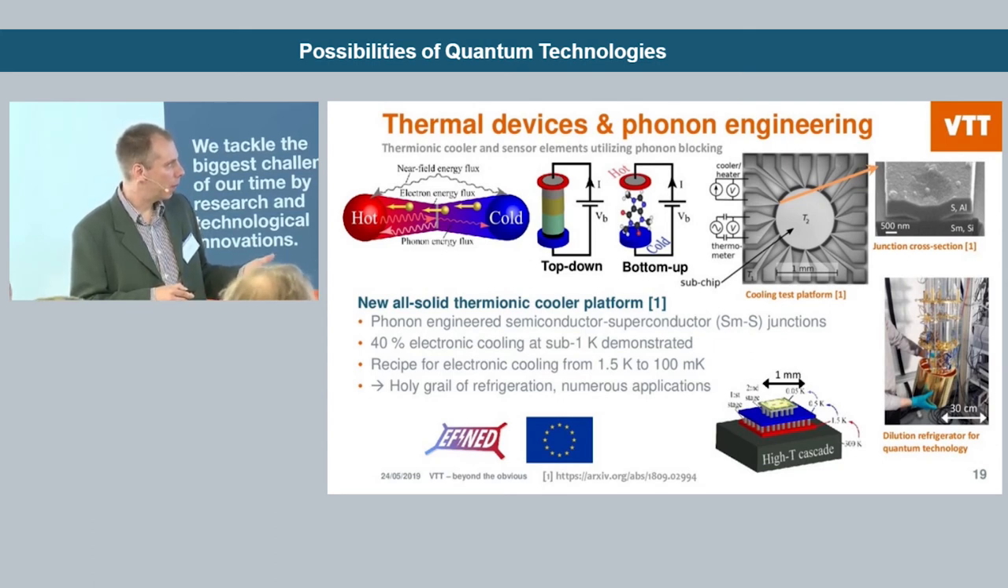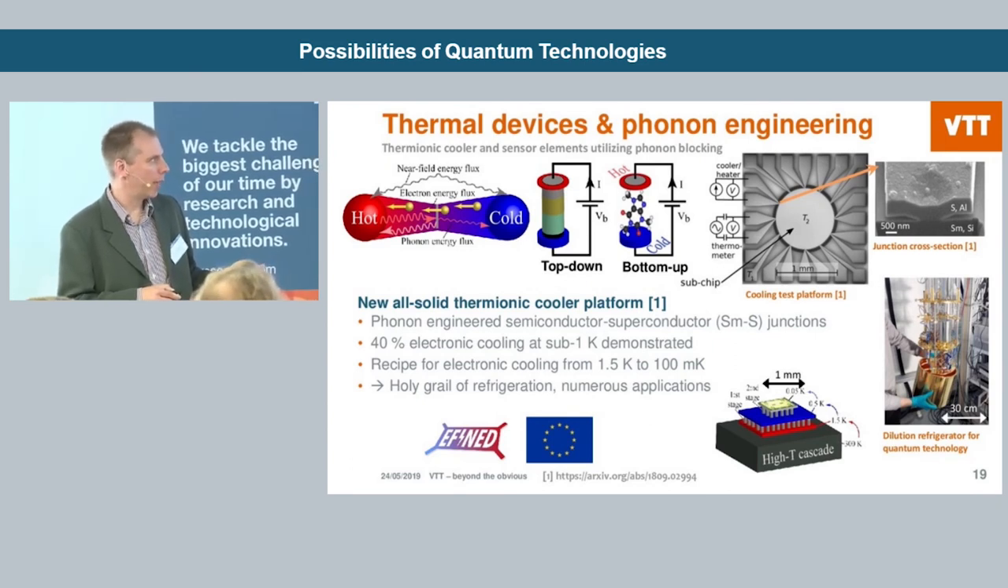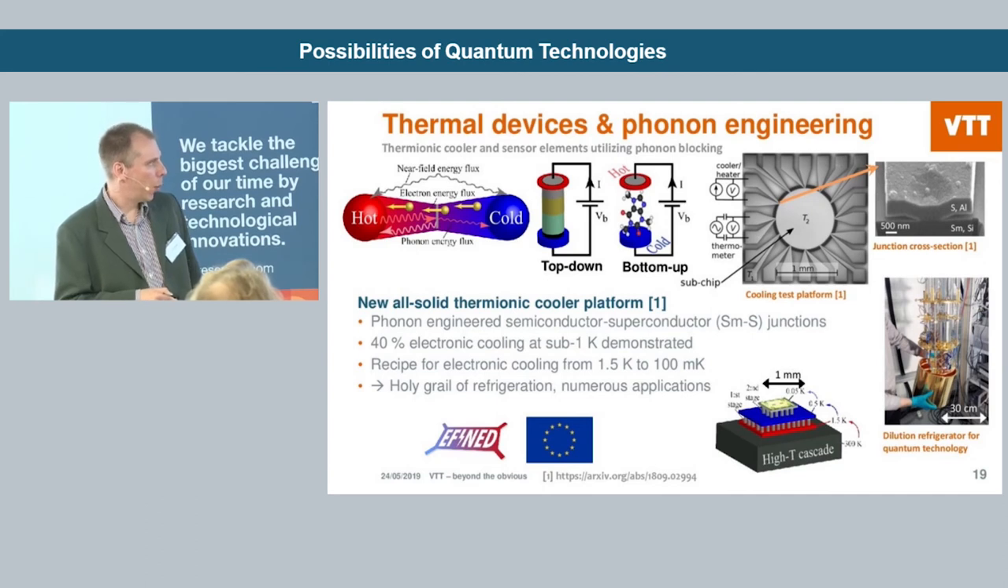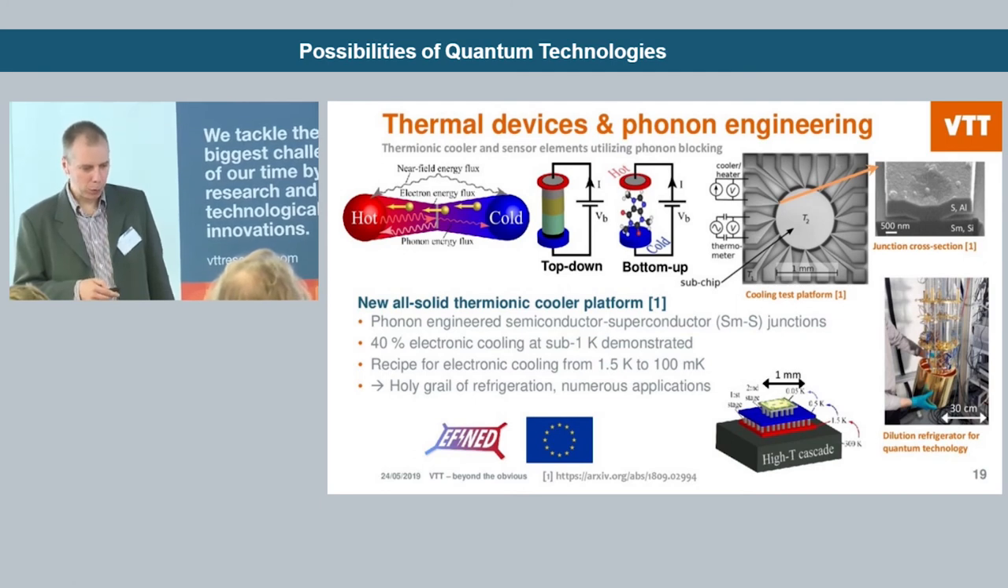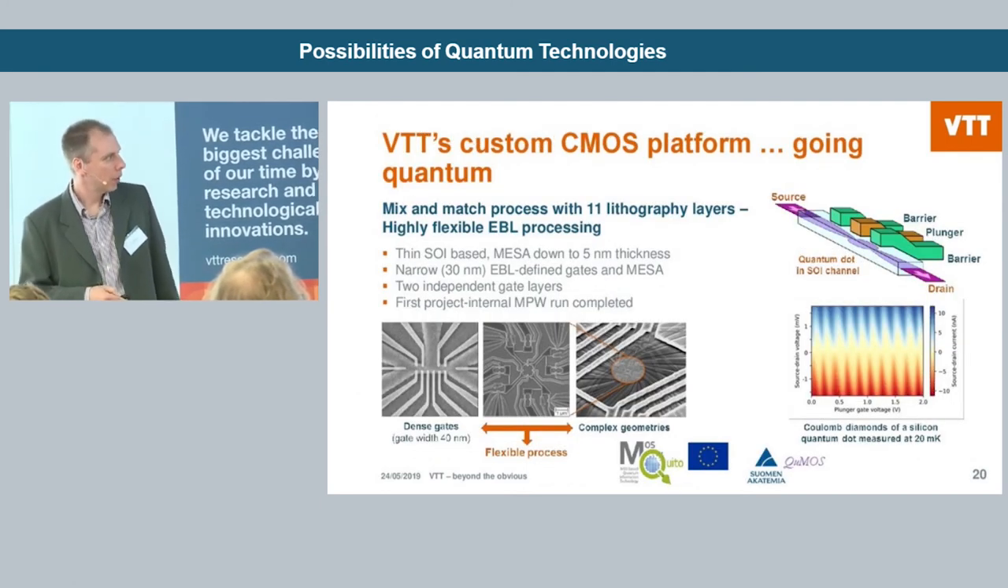There you use this effect called thermionic emission, a well-known effect, but in addition you do materials and nanostructure optimization to prevent the leakage of heat by phonons out of the structure. There have been working prototypes demonstrated based on semiconductor-superconductor junctions. And the recipes for cooling from 1.5 Kelvin to 100 millikelvin have been developed by Mika's group. Of course, it's not quite there yet, and it's a long way to go. But this would certainly enable to do things in a much more compact way if this goes forward.